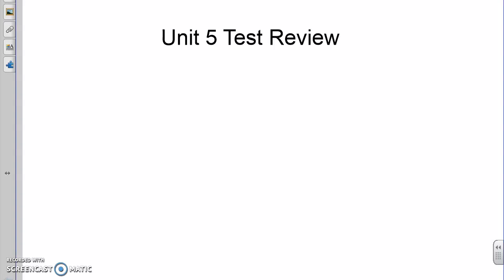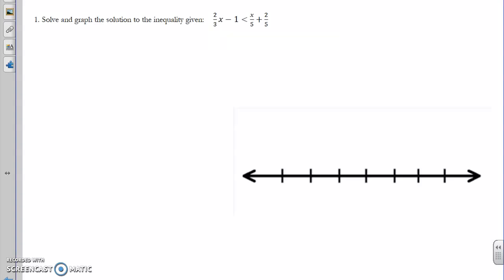All right, so here we go with Unit 5 test review, solving systems of linear inequalities. So the first one is called a simple inequality because there's only one variable. So we want to solve for x. So we're going to get our x's on the left. So x over 5 is the same thing as 1/5 x. So we're going to subtract 1/5 x from both sides.